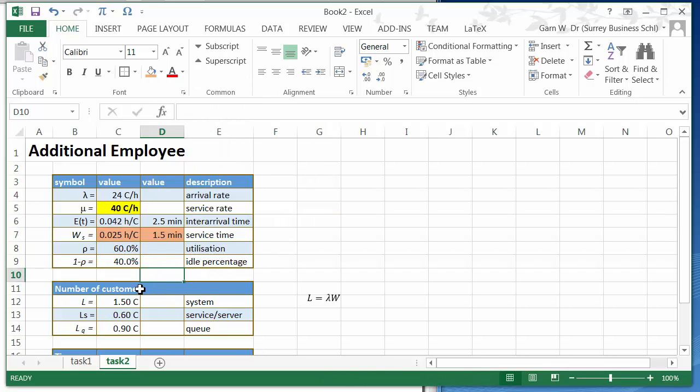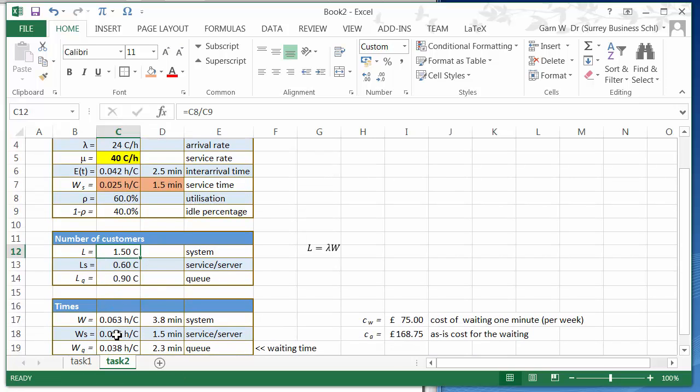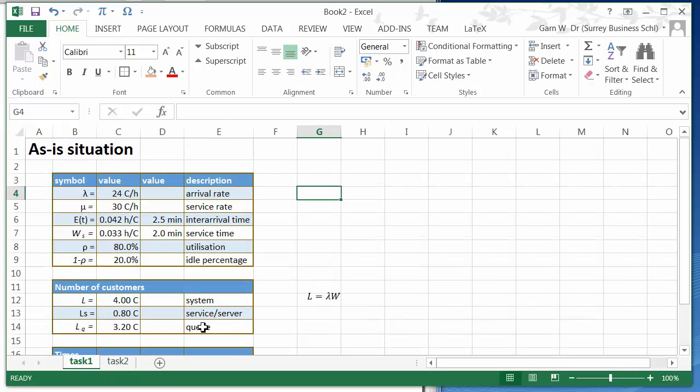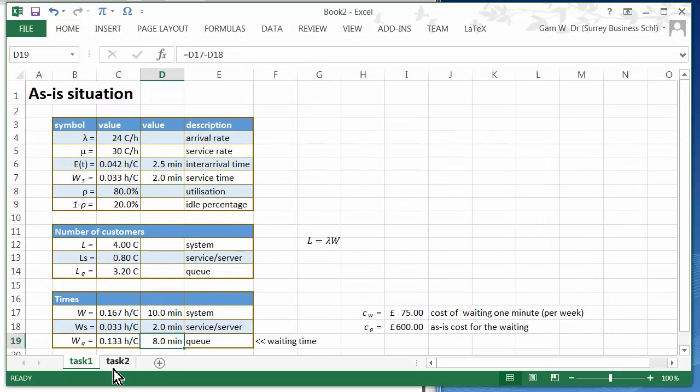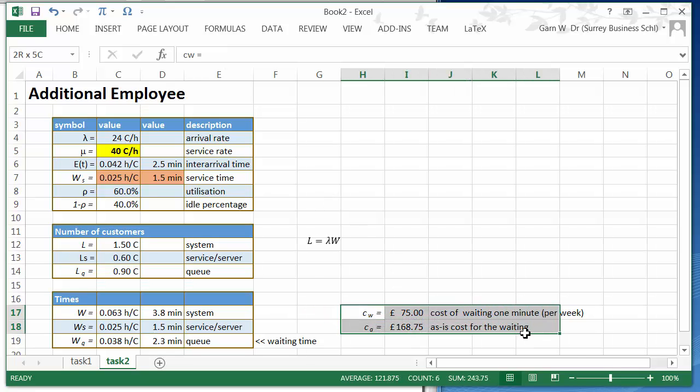Good. What else decreased? What else are the consequences? So these should be all linked to the above specifications. So what we have observed now is that the queuing time decreased from the initial 8 minutes to 2.3 minutes. Okay, what does that mean cost-wise? Is it now better to actually have that?